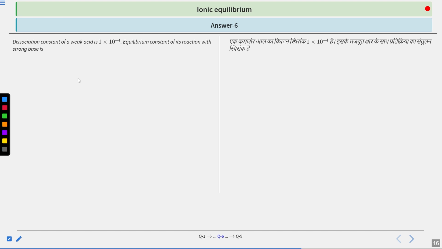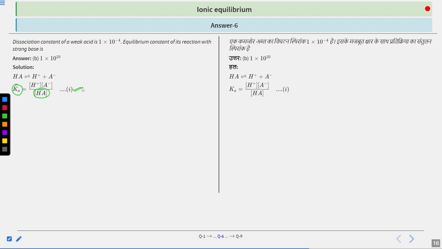So, what is given in this question? We are given the value of Ka, the dissociation constant, which is equal to 10 to the power minus 4. Now we have to find the equilibrium constant of its reaction with a strong base. The correct answer is 1 into 10 to the power 10. We know that since it is a weak acid, it will dissociate partially into H plus and A minus. Therefore, we can write Ka is equal to the H plus concentration multiplied by the A minus concentration divided by the concentration of the acid. So that is our equation 1.